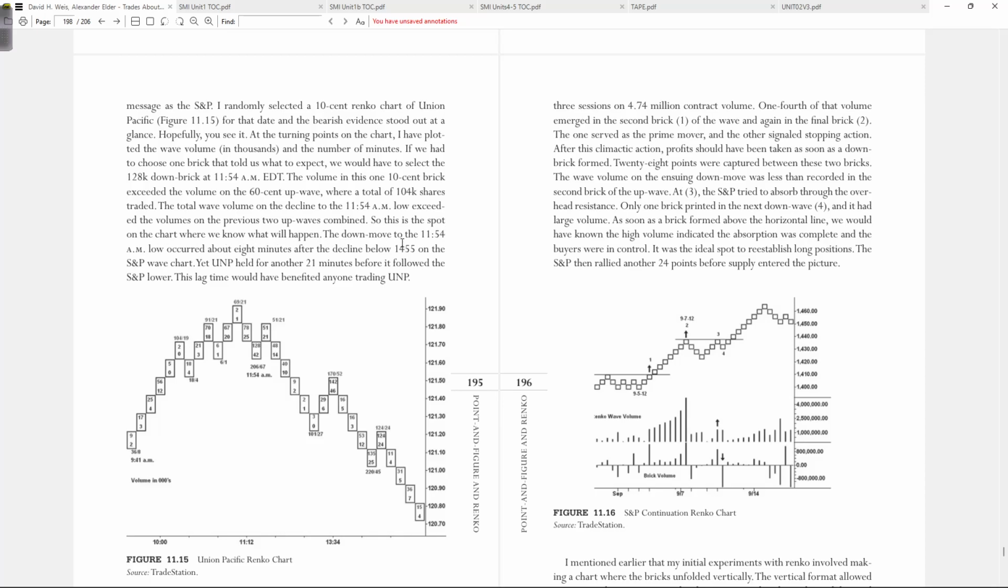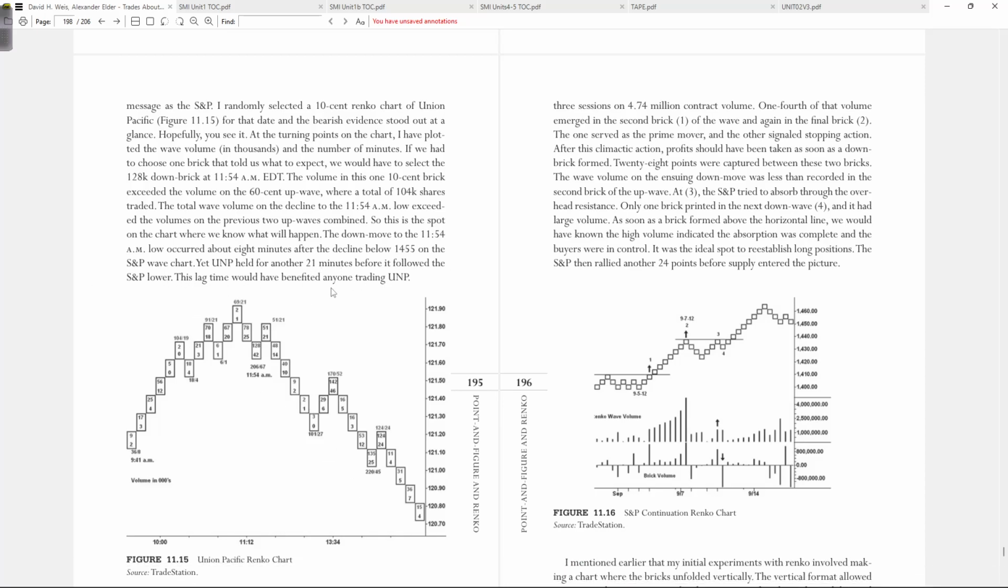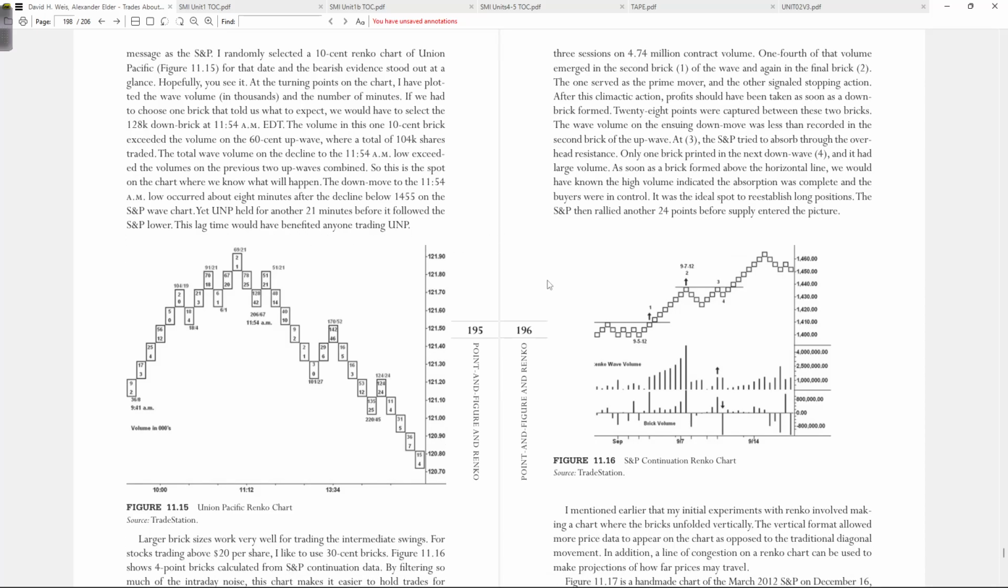The down move to the 11:54 a.m. low occurred about 8 minutes after the decline below 1455 on the S&P wave chart. Yet UNP held for another 21 minutes before it followed the S&P lower. This lag time would have benefited anyone trading UNP.